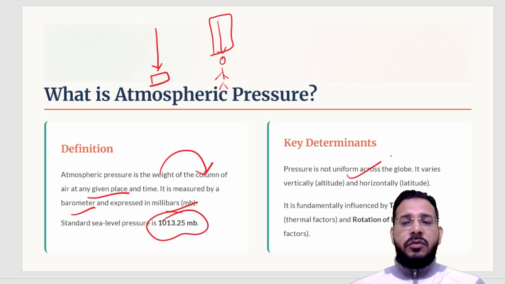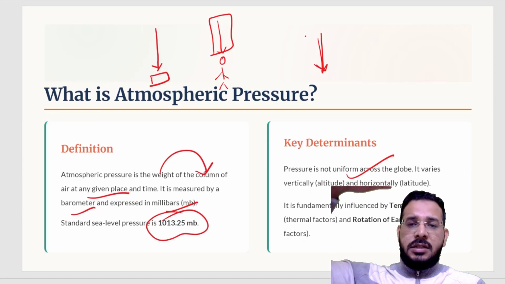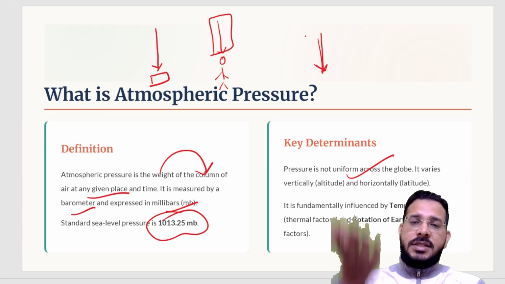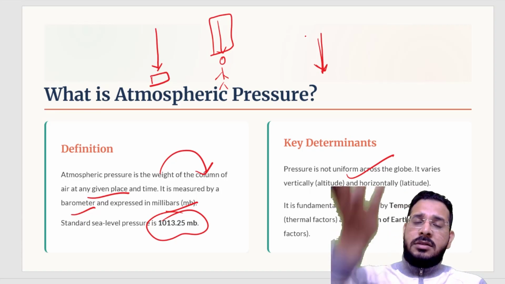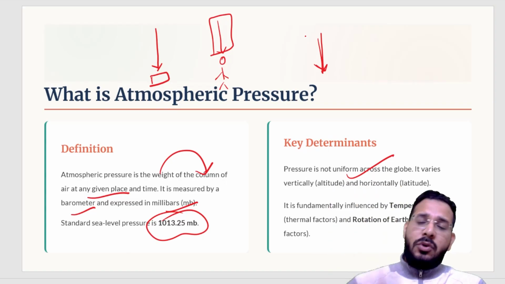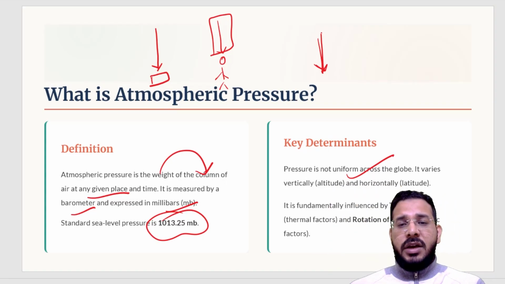And pressure is not uniform across the globe. If the air is descending, the pressure will increase, as in the weight is getting added. If the air is rising above, or the weight is getting removed, it will be low pressure. So when the air is descending below, it will be high pressure. When the air is rising above, it will be low pressure.